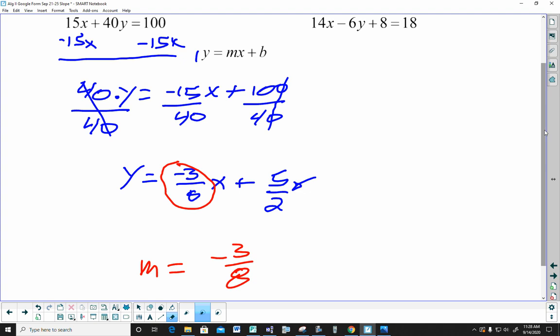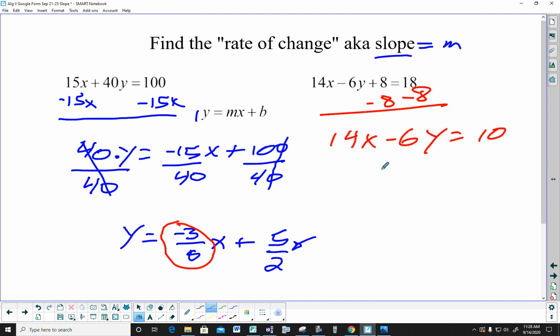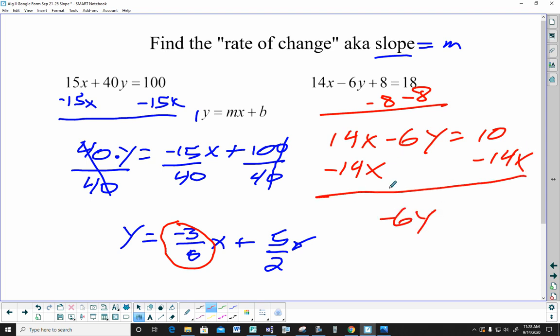Okay? Looking at one like this, I'm going to start by subtracting the 8. So I have 14x minus 6y is equal to 10. Now it looks just like this one did, so I'm going to subtract the 14x from both sides. So I have negative 6y, the negative is still there, it stays with the 6, equals negative 14x plus 10, if I can squeeze it in there. Now I need to divide everybody by negative 6.